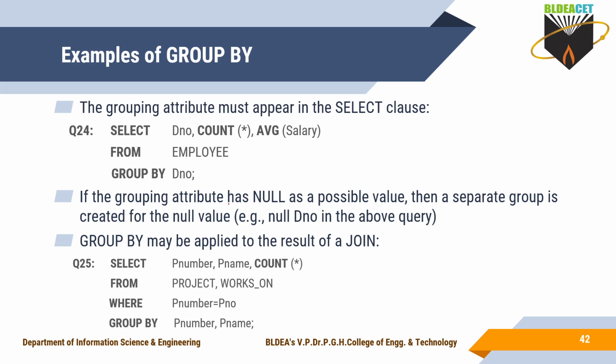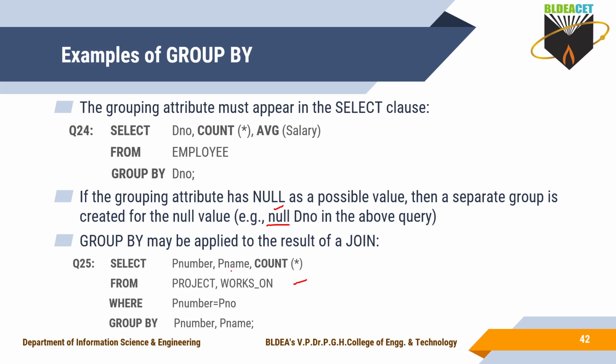If the grouping attribute has null as a possible value, then a separate group is created for the null value. So for any DNO in the above query, if you don't have the department number for a particular employee, it is assigned a null value, and this null is also taken as one separate group. Group by may also be applied to the result of a join. After joining, whatever result you get, you can apply group by on that resultant table.